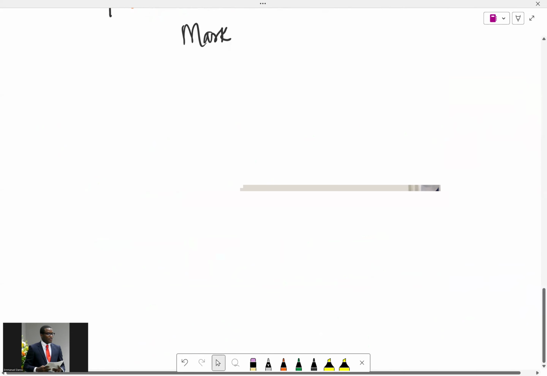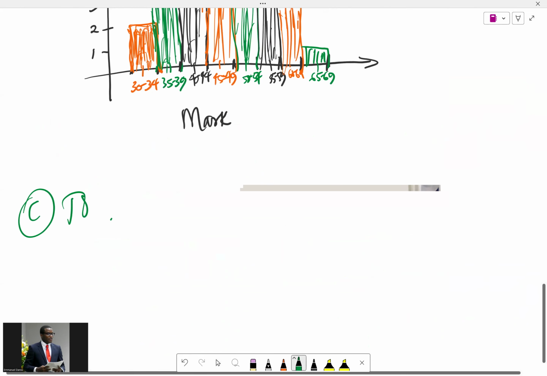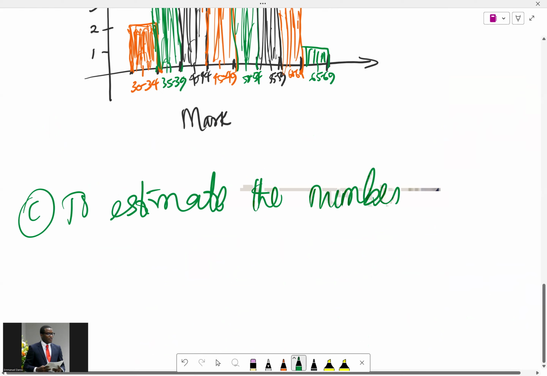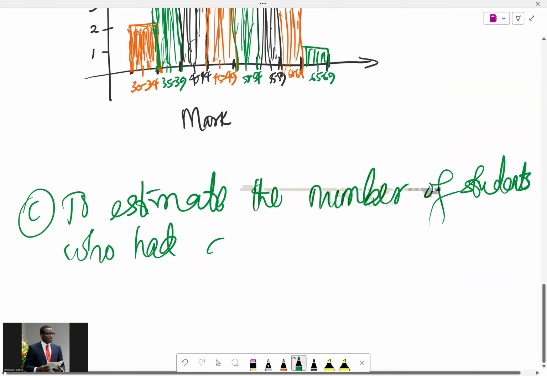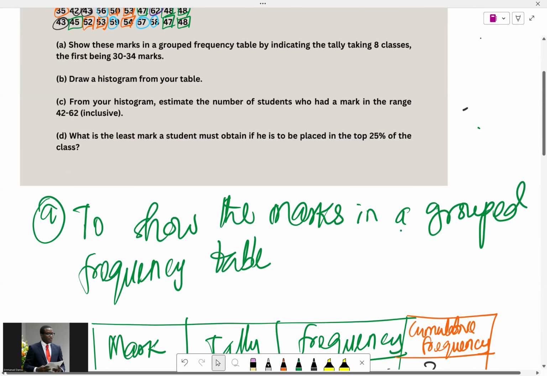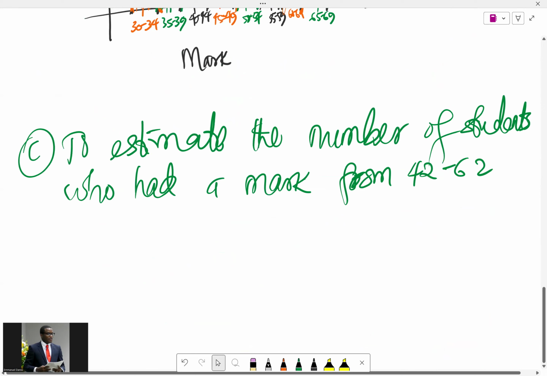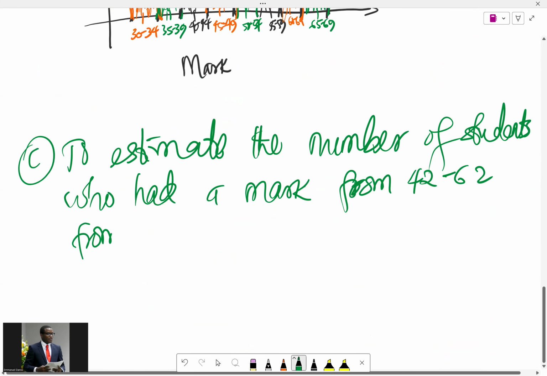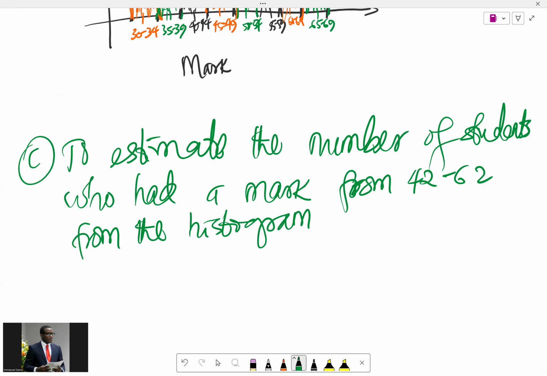So to estimate, it's an estimate, the number of students who had a mark from 42 to 62, right? From your histogram, estimate the number of students who might have a mark in the range 42 to 62. No, it's from the histogram. We could actually get in particular the number of students that go 42 to 62 specifically. But since we have to use the histogram, let's go that way.